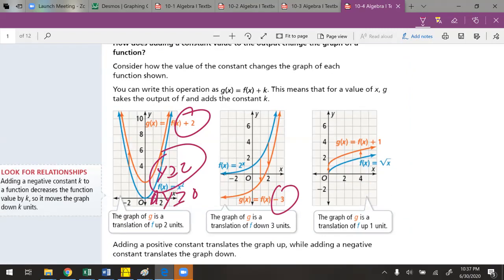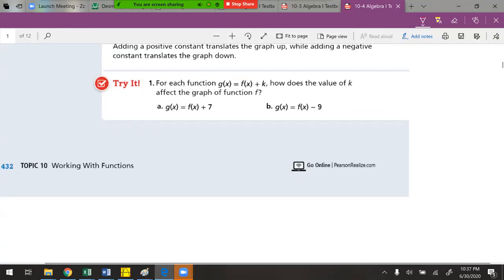Okay, this one here, move it up 1. Now your range starts from 1 to infinity. So the number on the outside changes the answer. It does not change the domain. It only changes the answers. Okay, when the number's outside. So let's look at this.